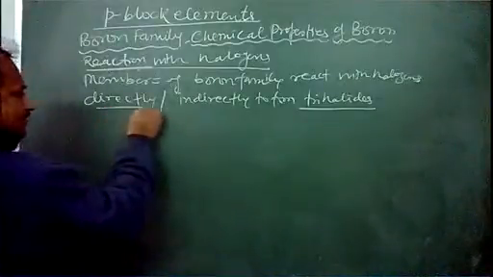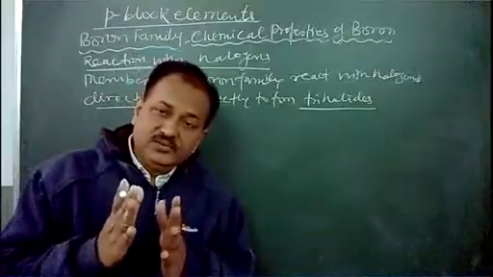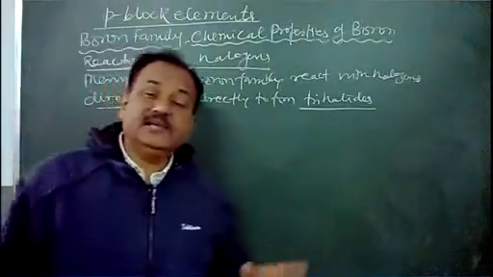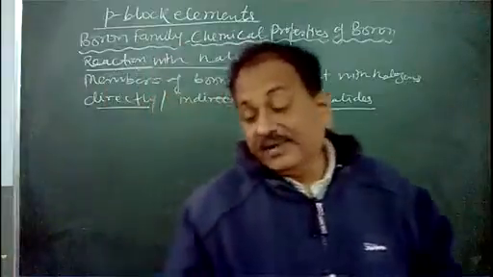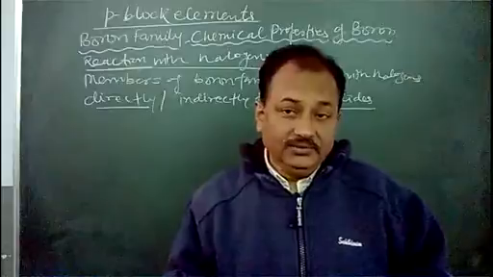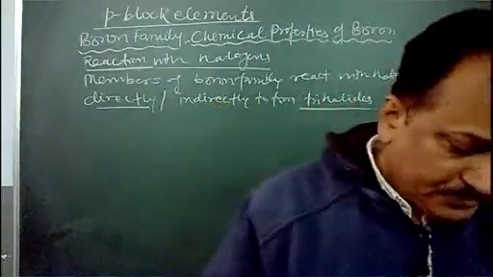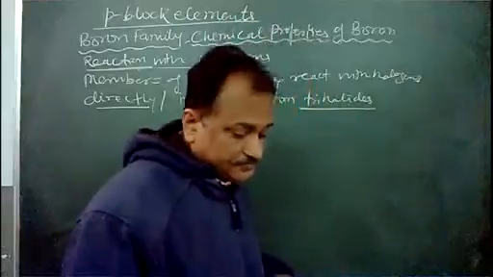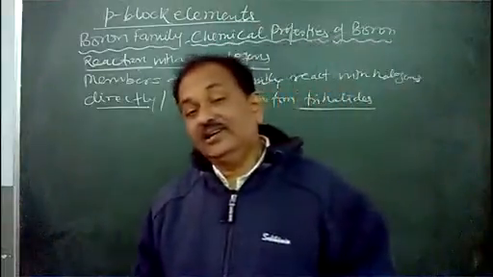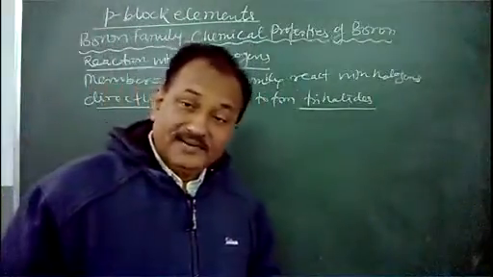And directly means direct combination. When two elements react together, there is direct combination. Indirect combination means by treatment with some halogen acid, we treat some salt with halogen acid, and that is called a trihalide. So children, boron and aluminium can react with fluorine, chlorine, bromine directly.